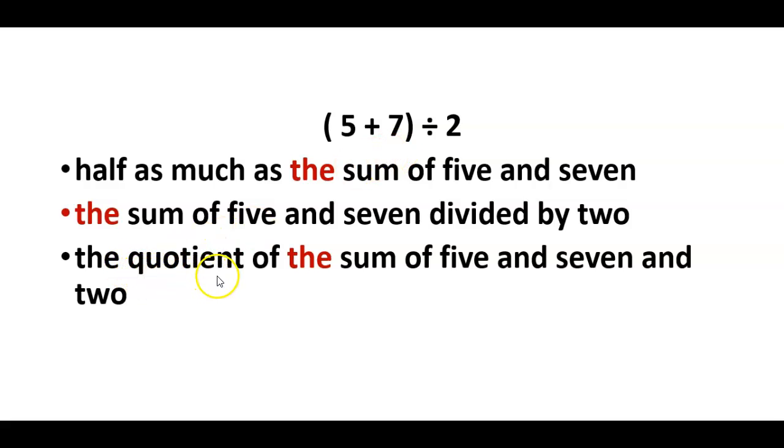Using the word quotient here. The quotient of what? The sum of 5 and 7 and 2. Okay? So remember the.